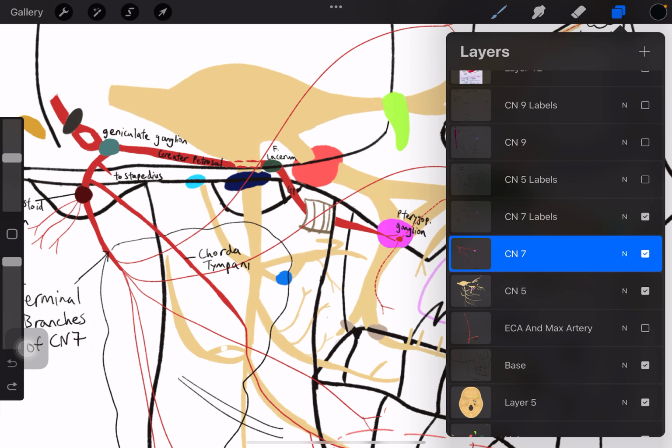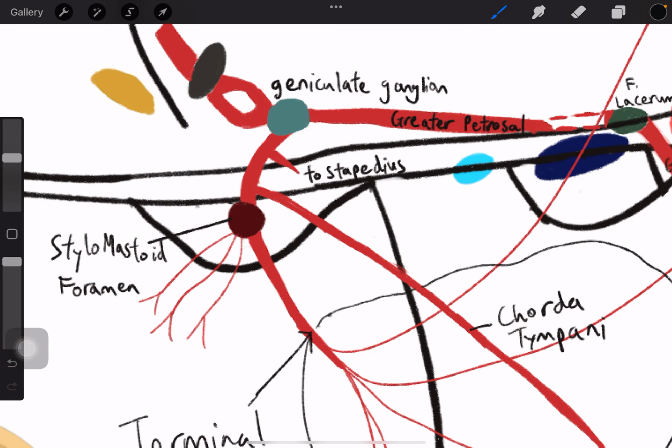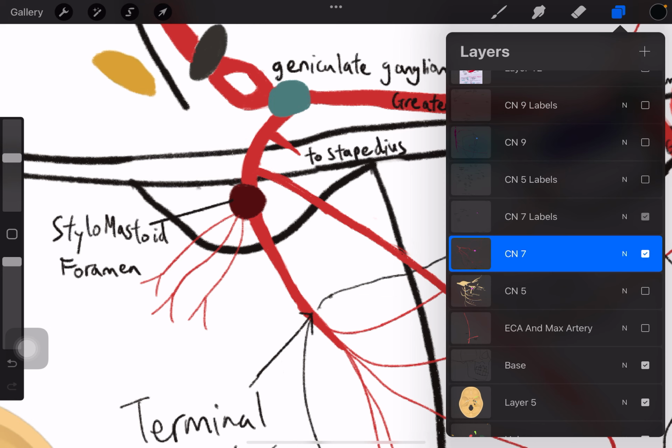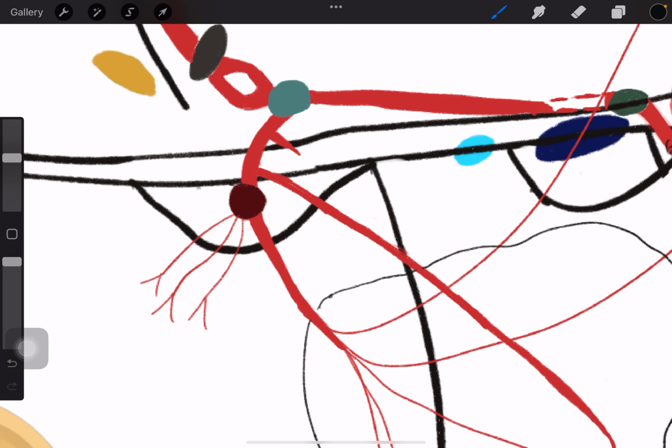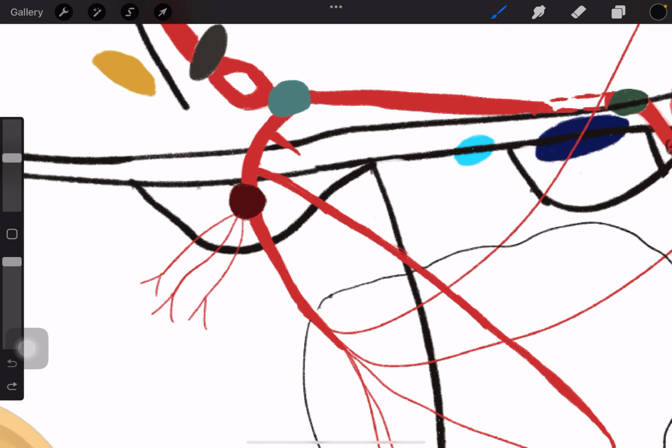Okay, back to your regularly scheduled program of cranial 7. We went on a big hitchhiking on the greater petrosal nerve. So now we're back to the rest of the branches of the facial nerve. So we're going this way. We're still in the facial canal. That's in the posterior wall of the middle ear.